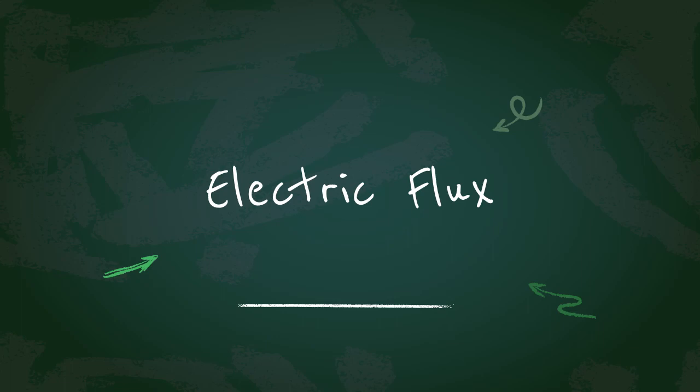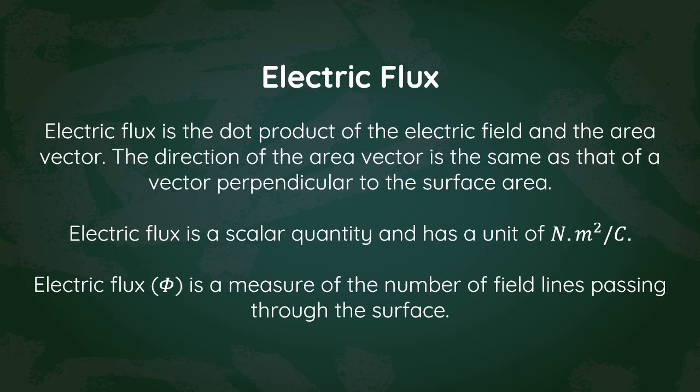Hi, let's talk about electric flux. Electric flux is another quantity that we encounter when we study electrostatics. Electric flux is defined as the dot product of the electric field and the area vector. The direction of the area vector is the same as that of a vector perpendicular to the surface area.